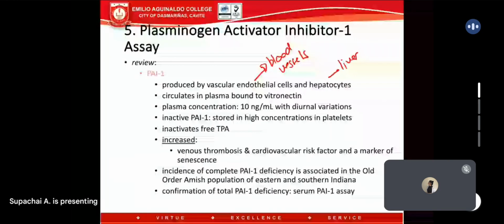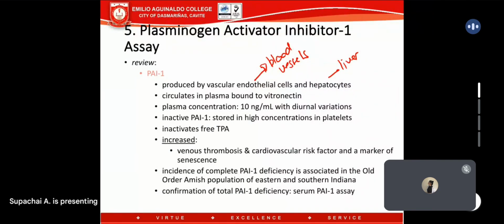Okay, so let us review the assay for plasminogen activator inhibitor 1. So again, let's review PAI1. PAI1 is produced by vascular endothelial cells, which means it is produced in the blood vessels, and by hepatocytes. So this circulates in plasma bound to vitronectin. So the plasma concentration of PAI1 is 10 nanogram per ml, and there's also a diurnal variation.